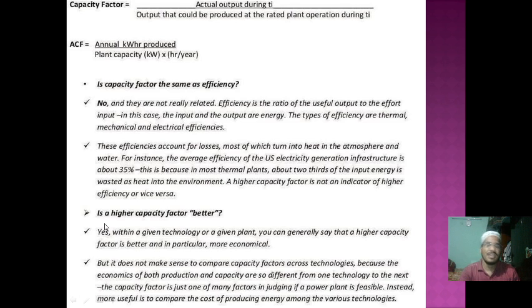Here there are two questions about this capacity factor and load factor. These two questions will be there in your exam also. So please be careful and listen to what I am telling you. Is capacity factor the same as efficiency? Here the answer is there, but think about it: is the capacity factor the same as efficiency?